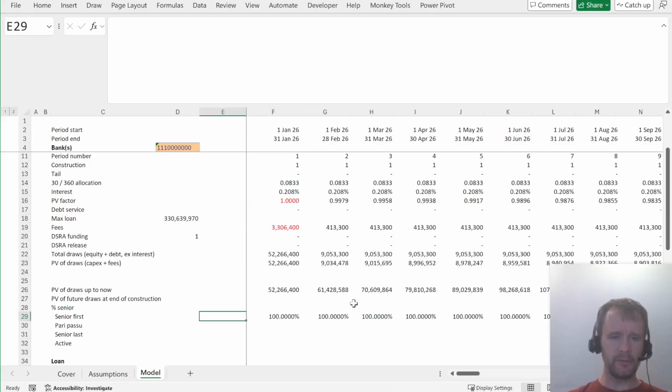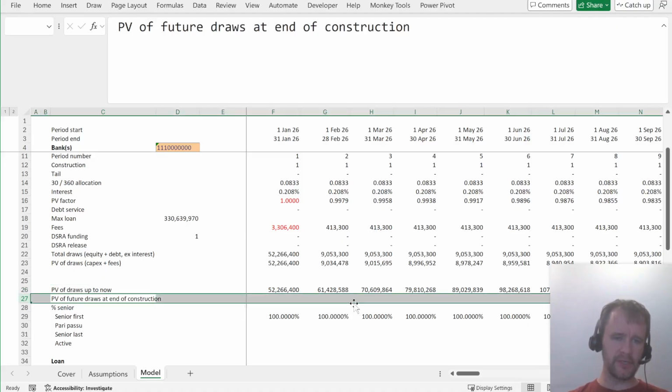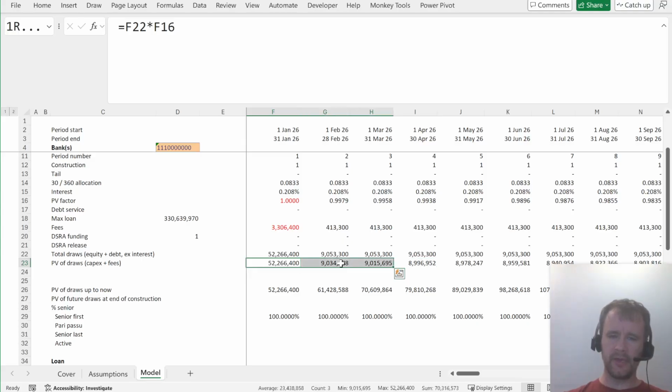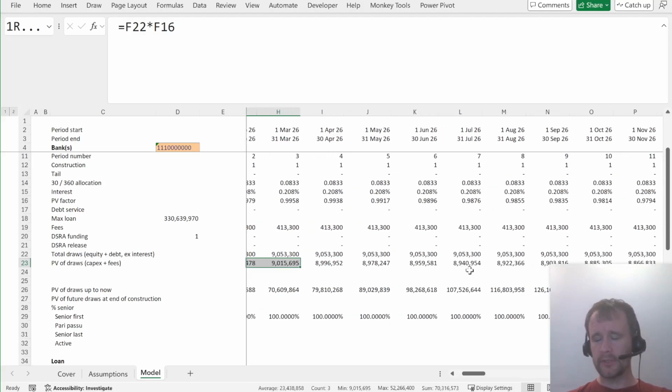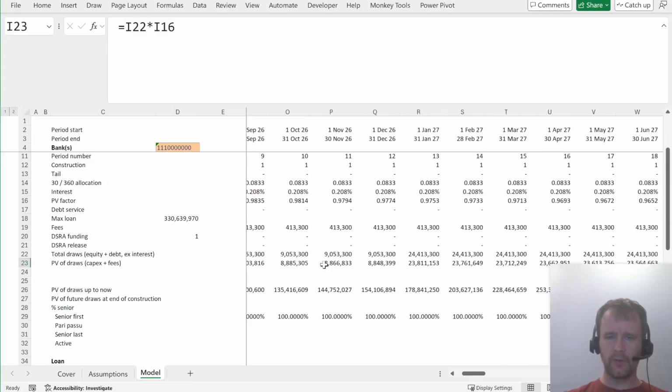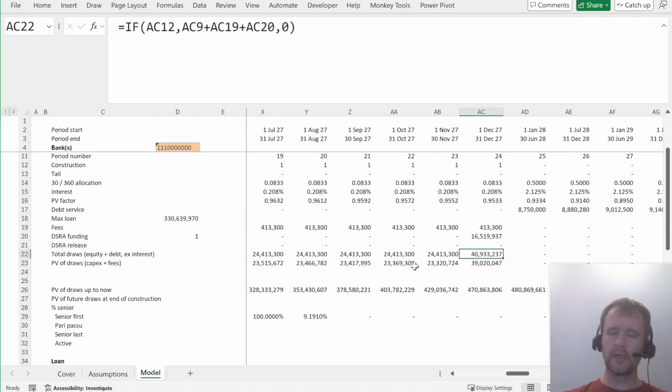Okay, so now let's do a similar thing for senior last. To do this, I'm interested in the present value of future draws at the end of construction. So you think about senior last, you want to say, maybe the first few periods will be funded by equity, and then we'll start accumulating everything else into the senior debt. And so what I'm interested in is what is the value of all of these future draws up to the end of construction.